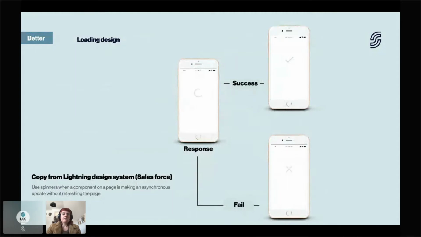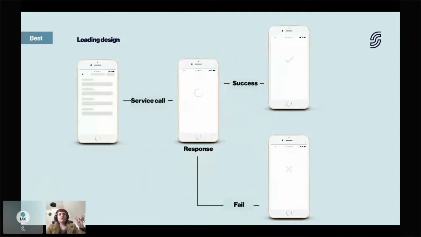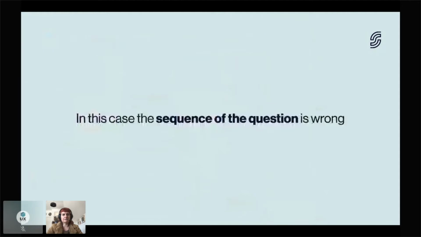But we can make this even better by also showing the source page. So it would be, here's a thing, I tap on the thing, a service call happens, I'm spinning because I'm waiting for a response, and based on what I get back, I have a success or a fail. So that's the best way that we could be building out this particular design pattern.